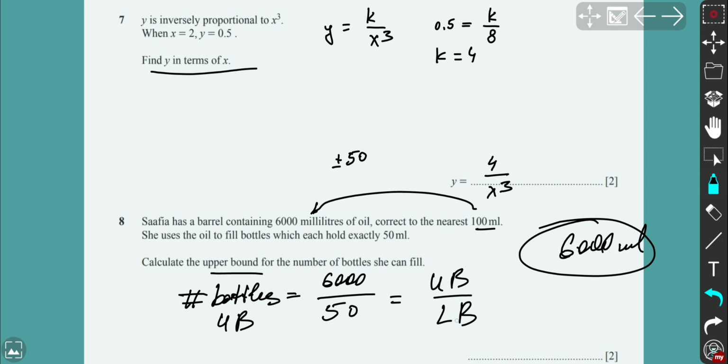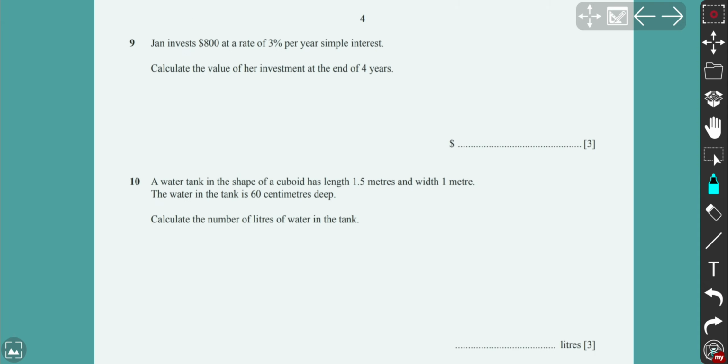So what I'm going to do, the upper bound for 6,000 is going to be 6,050, and divide by exactly 50 because there is no lower bound, it corresponds exactly to that. Okay, so let's calculate. We've got 121, and that's going to be the right answer for the number of bottles. So 121. Let's move next.